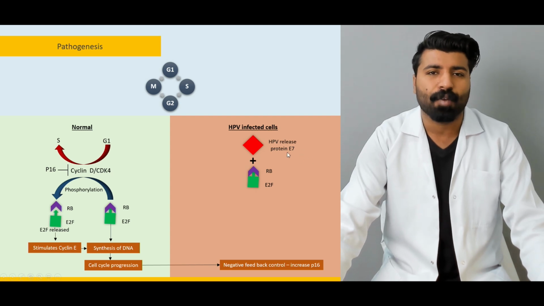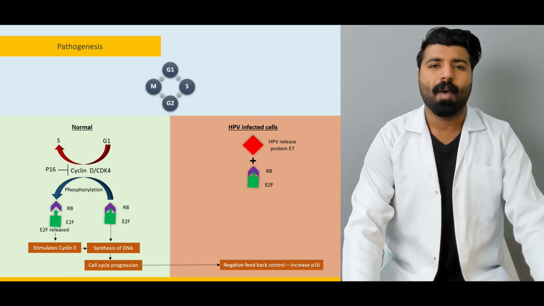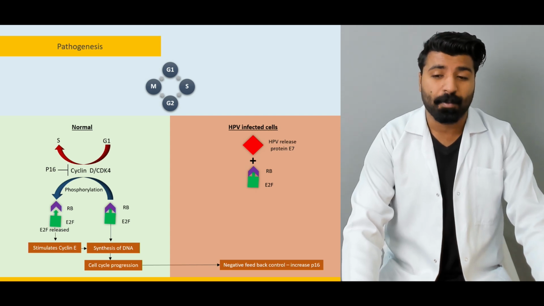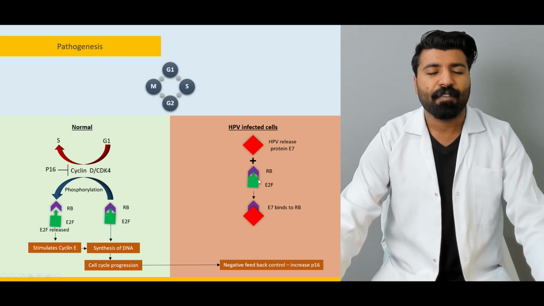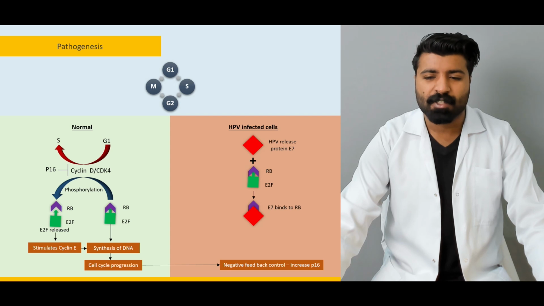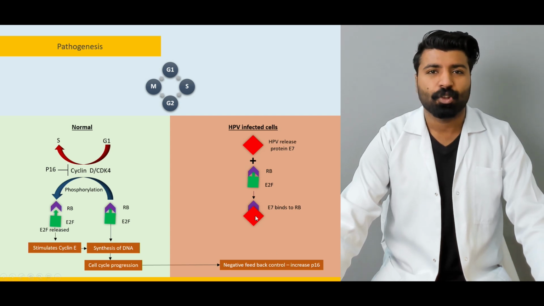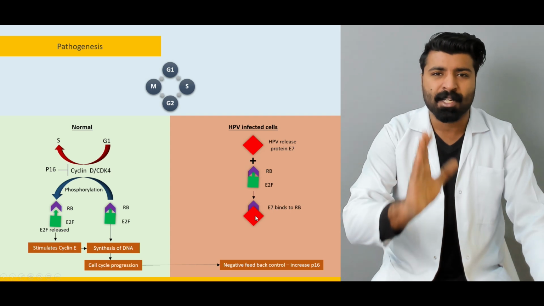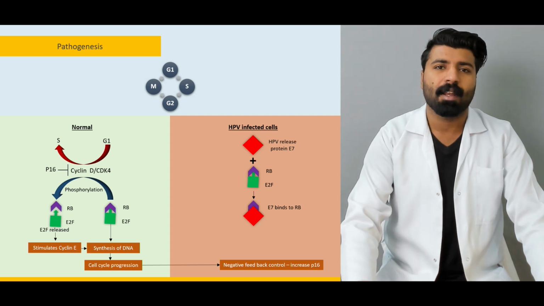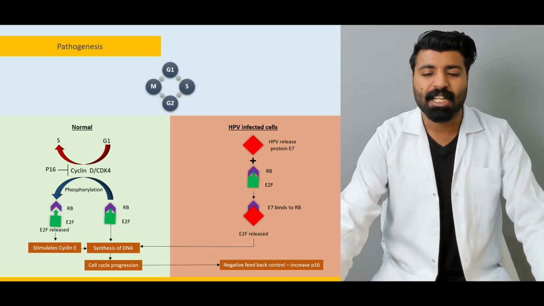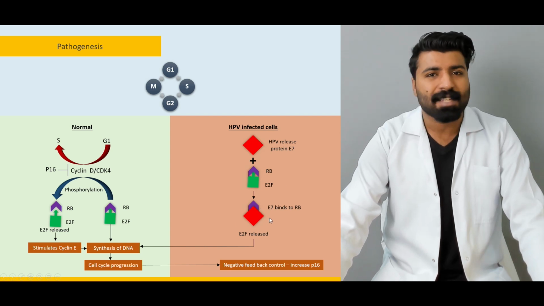You can write E6 along with it in your textbooks. So when they go on and affect the retinoblastoma and E2F bond, here retinoblastoma will only be attached to what? E7. Now E2F is released from it. Those E6 and E7 proteins, E6 might be detached, but E7 attaches itself to what? To our retinoblastoma. So this E2F is released here, right? Because retinoblastoma is attached to E7 now.